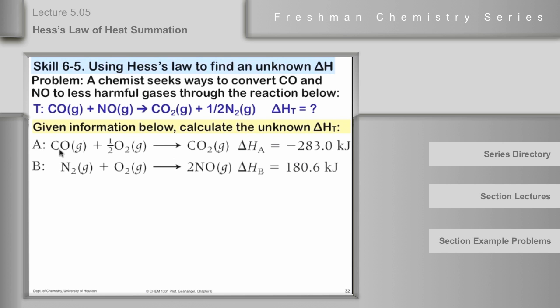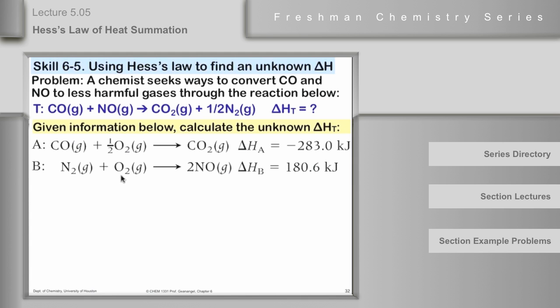First of all, carbon monoxide reacts with 1/2 mole of oxygen to make CO2, and this is a thermochemical equation. The delta H for this is negative 283 kilojoules. Notice it's not kilojoules per mole. It is kilojoules for this equation as it's written. It's per 1 mole of CO2, but it's 1/2 mole of oxygen and 1 mole of CO, so we just write it as 283 kilojoules. Delta H's of reaction are not kilojoules per mole.